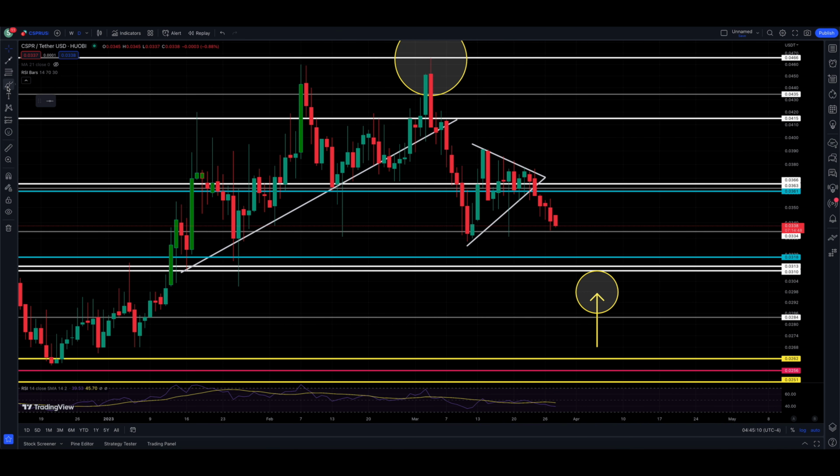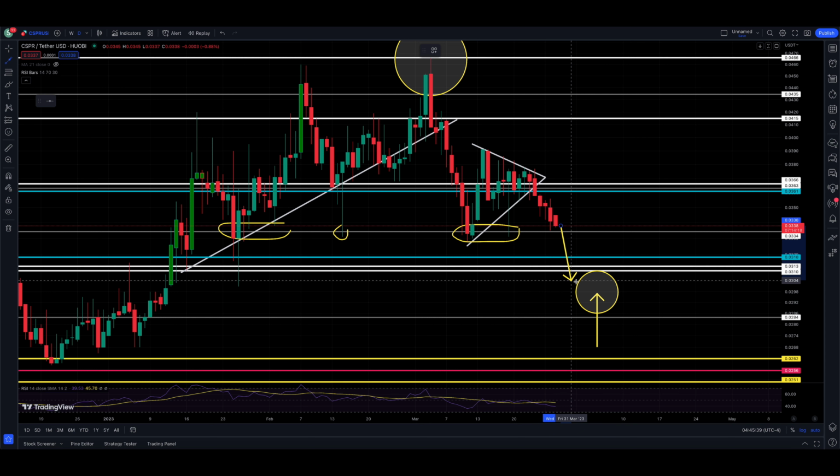So although we have found support multiple times at this level, there is a chance that one of these times, we've tested it 3, 4, 5 times or so, there is a chance that we get that break below it one of these times. That is a possibility. If that takes place, it could be down to 318, 313, 310. These are all potential stopping points.